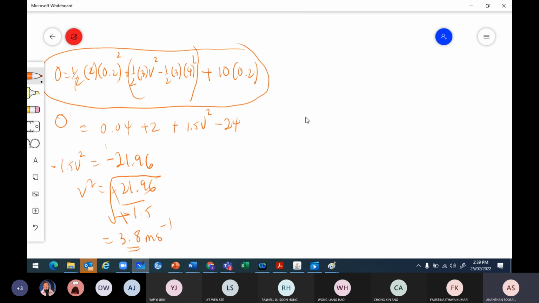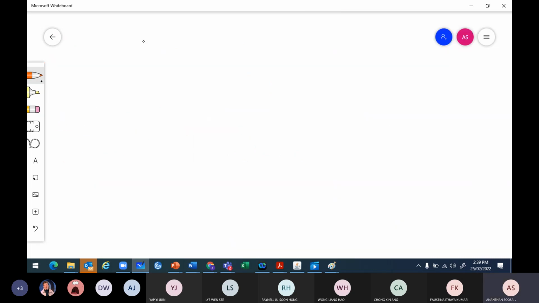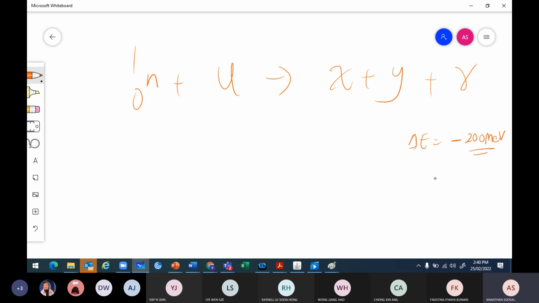I go to the whiteboard. I just want to restate this. Let's say a neutron is bombarded with uranium. It forms two daughter nuclei, X and Y, and releases gamma rays. Let's say the energy is found to be negative 200 MeV. Negative shows that it's an exothermic process.